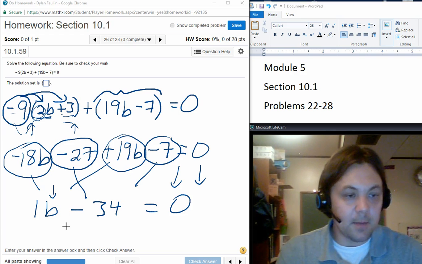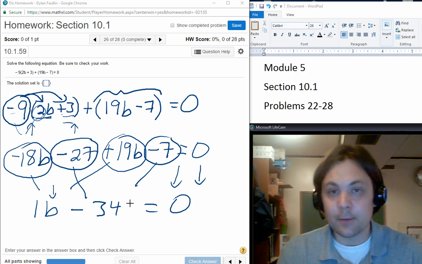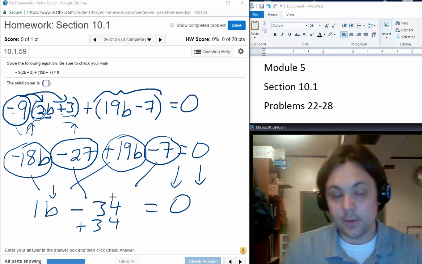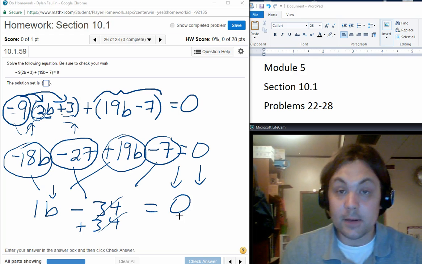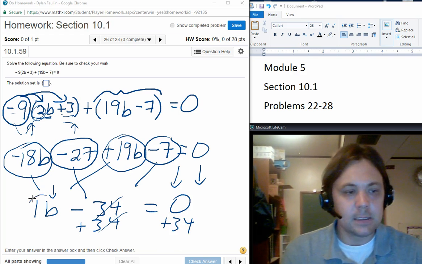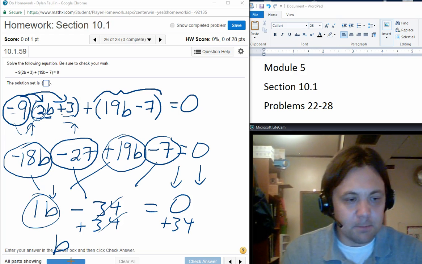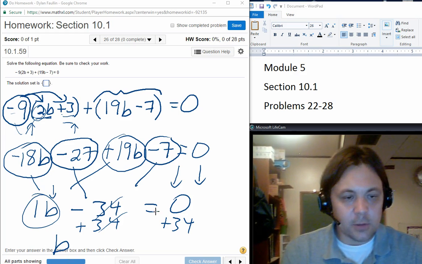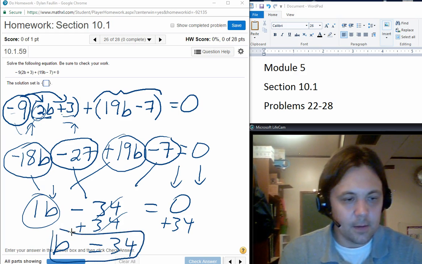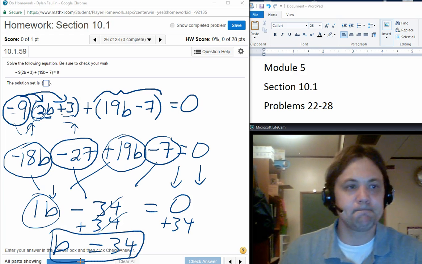Now I want to get b by itself. To do that, I need to get rid of this minus 34. I can cancel it out by adding a 34. That's going to cancel that out. But if I do that to the left-hand side, I have to do the same thing to the right-hand side. So I'm going to get 1b, which is just b. The 34's cancel out. Copy down the equal sign. 0 plus 34 is going to be 34. And that'll be my solution.